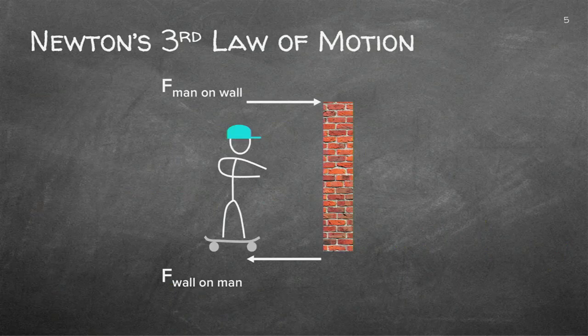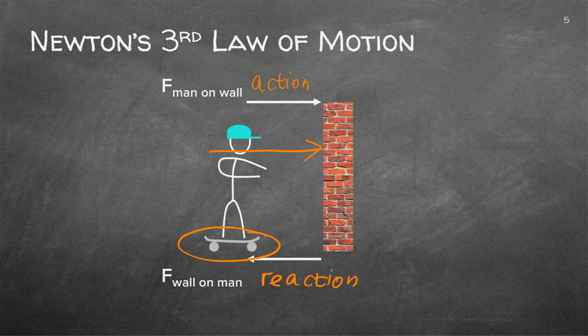Right, I've got this man pushing against the wall. That would be my action force. What happens when you run into or you are on a skateboard and moving into a wall? You will definitely get some reaction. So we've got an action force of this guy going into the wall and the wall damaging or rearranging your face or some other body parts will be the reaction force. From A to B and from B to A.